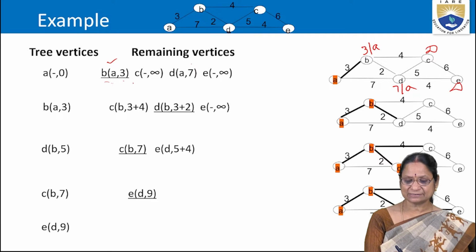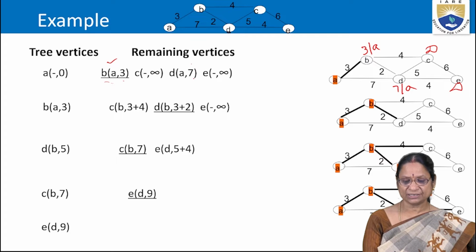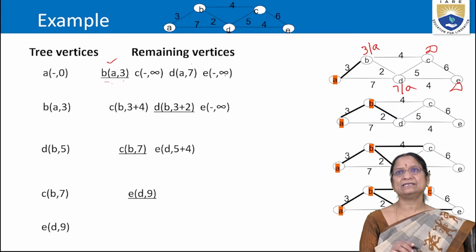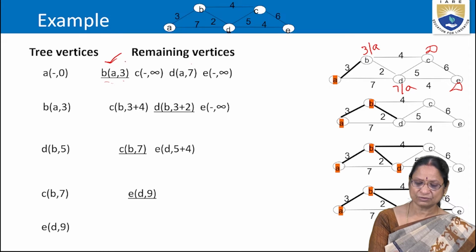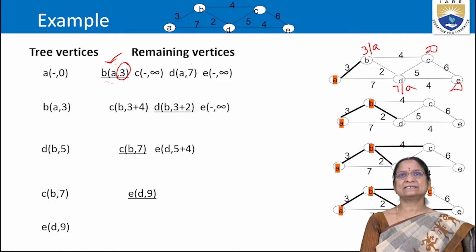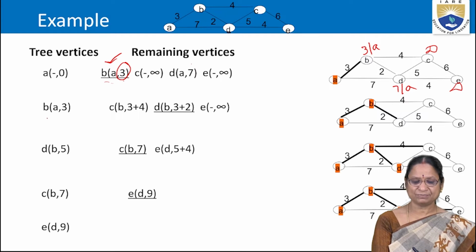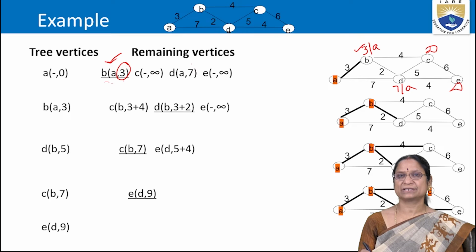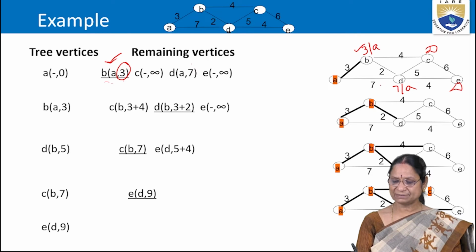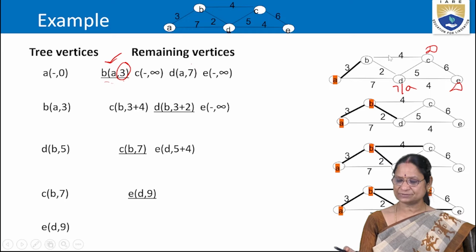What are the estimated distances? B estimated with 3, C estimated with infinity, D estimated with 7 and E estimated with infinity. Among them 3 is the shortest one. So we will select B as the next vertex. So B is the next vertex means BA3 is the next vertex. B is selected as the next vertex now. B selected means just a color change is there, you observe.